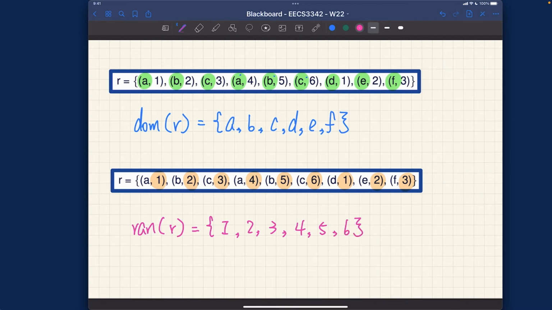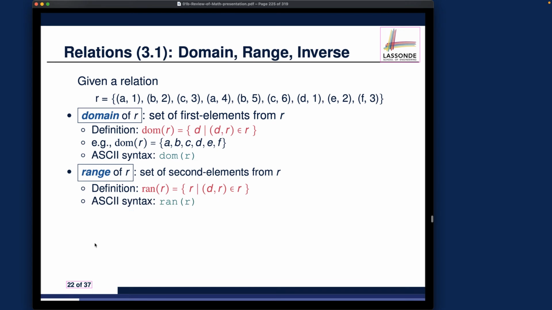You can see it's a very clear distinction between domain and range. Domain is only the first element of every ordered pair in the relation. For range, it's the second element of every ordered pair that's in the relation, or the two-tuple. So that's the range, and the ASCII syntax will be just RAN, and that's the example over here: 1, 2, 3, 4, 5, 6, as I computed. So the first two operations are very straightforward, just as a warm-up.